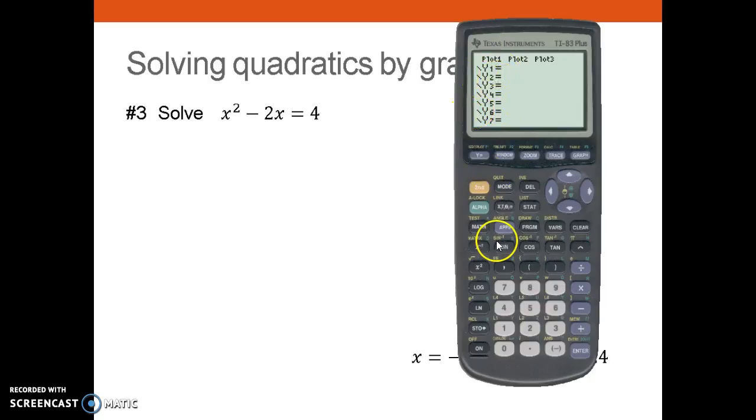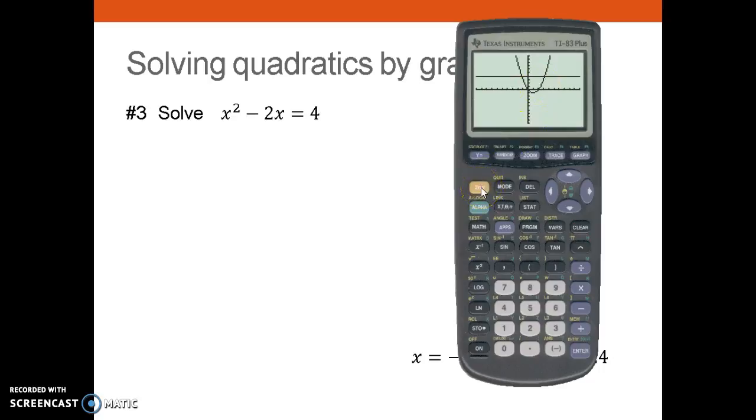We could let the first equation be simply x squared minus 2x. Then we can go down and type a second equation, which is just y equals 4. So one equation is the left side of the equation. The other is the right side of the equation. Then if I graph both of these, we're going to get two graphs. And the solution is going to be when this equation here is equal to 4. In other words, where those two graphs intersect.